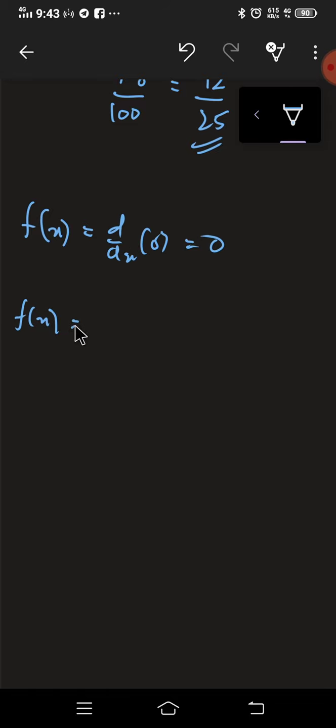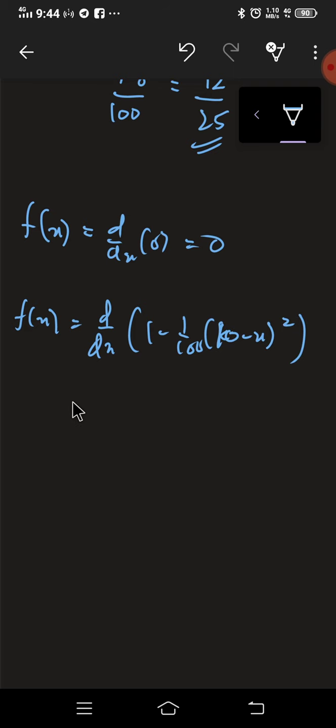For question C, determine the PDF. The same as the previous question, we find the PDF by differentiating every piece of the CDF. So first F of x, differentiate 0 will be 0. And then the second F of x will be differentiating the 1 minus 1 over 100 of 10 minus x squared. So how to differentiate?